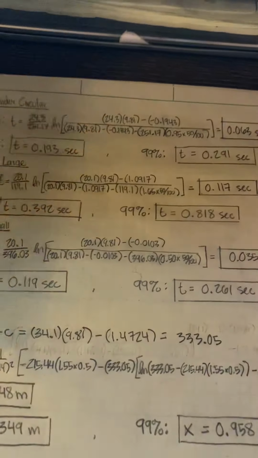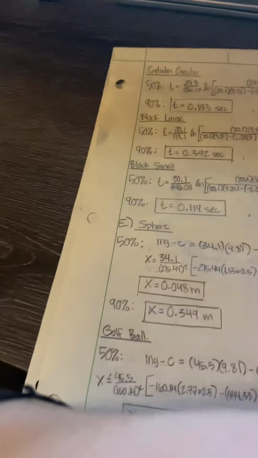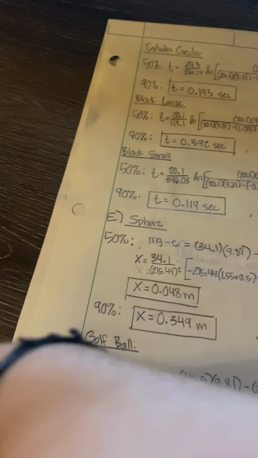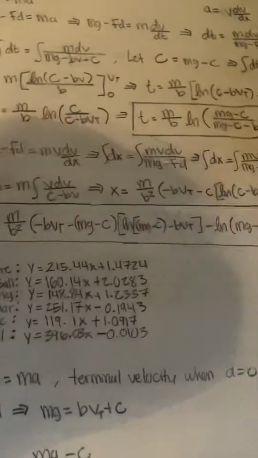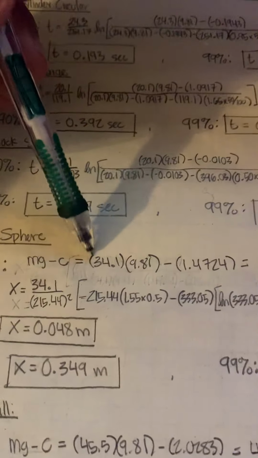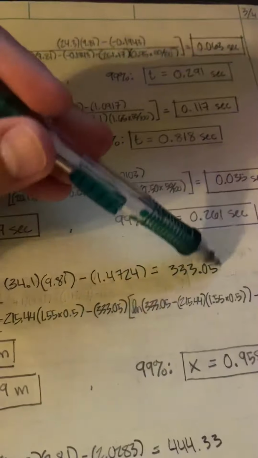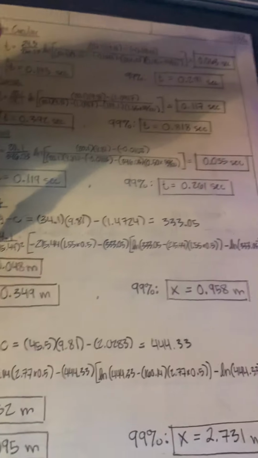And then for part E, it's the same as part D, but this time they want us to find the distance, for 50%, 90%, and 99%. So again, we use this long equation that we solved before, but what I'm going to solve beforehand is the mg minus c. I'll use the sphere for an example again. So mg minus c, we figure it out, we get this right here. Plug it into the equation we solved for.